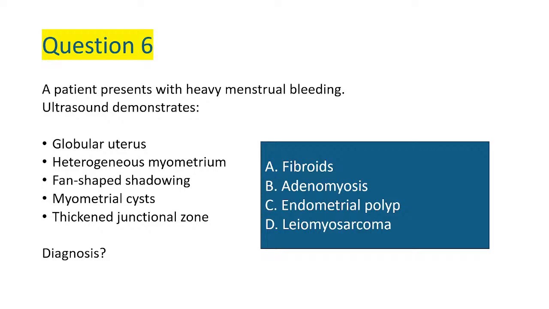Hit the like button, comment down in the comment section, subscribe, or become a premium member on our website. We have a link down in the description box below. Question number 6. A patient presents with heavy menstrual bleeding. Ultrasound demonstrates globular uterus, heterogeneous.